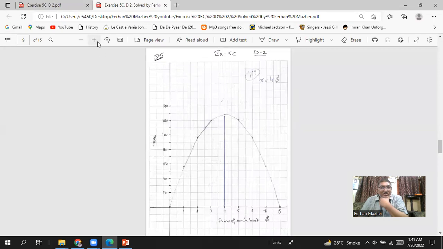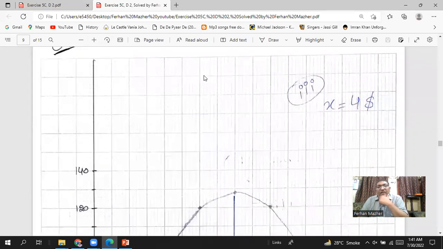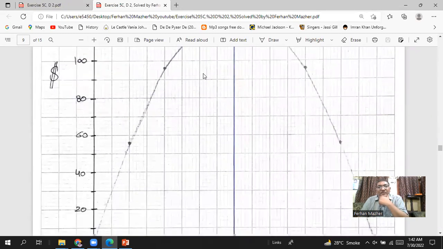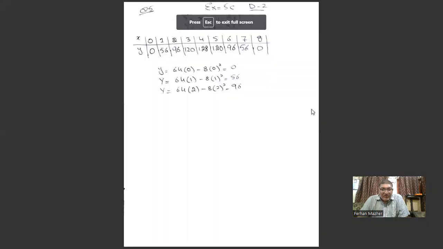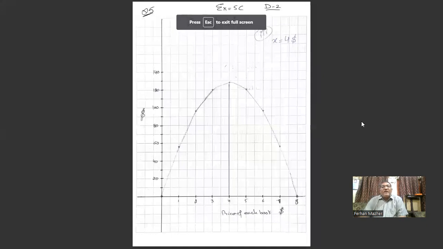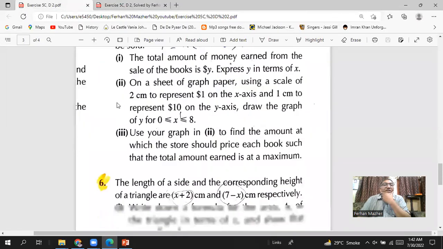Okay, now you can see I'm just trying to show you the whole graph paper. So if you are watching this video, you can also draw that graph paper. So let me show you. Okay, so that is the whole graph paper for question number 5. So the maximum earning will happen when the price of one book is $4, and that maximum earning is $128. So this is how you will do this. Okay, so we are going to the next question.